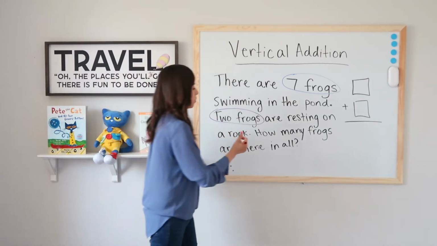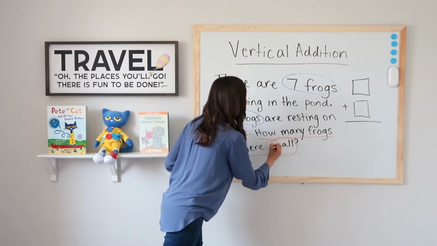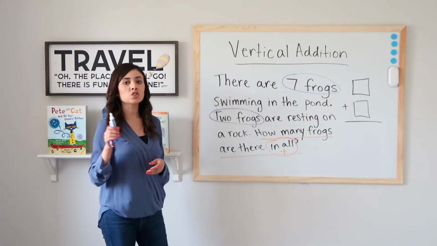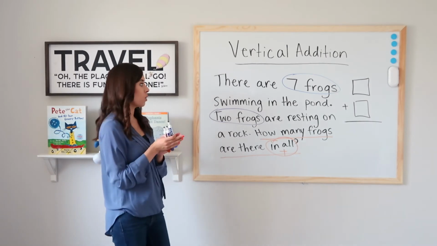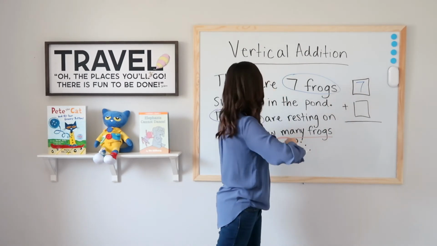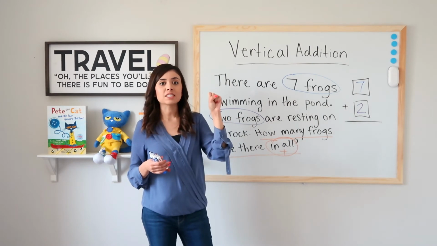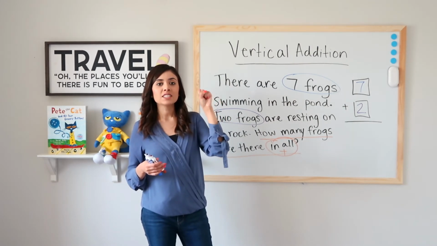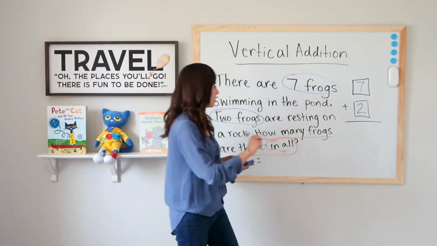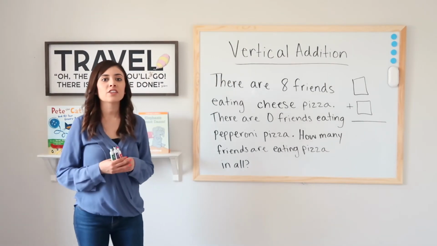Now I want to know how many frogs are there in all. And in all means to add. Good. So let's go ahead and take our 2 parts and put them together to make a whole. My 2 parts are 7 and 2. So let's go ahead and hold up a fist and say 7 and jump up 2. Ready? 7, 8, 9. 7 plus 2 equals 9. 9 is my sum.